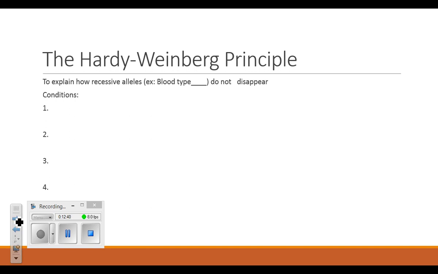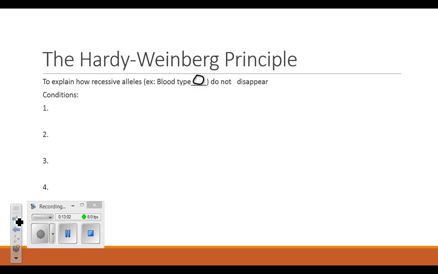The Hardy-Weinberg principle is their explanation, so it's 2 guys, Hardy and Weinberg, to explain how recessive alleles like blood type O do not disappear. A lot of people have the impression that if an allele is recessive, it's just going to disappear one day. People will just stop getting it.